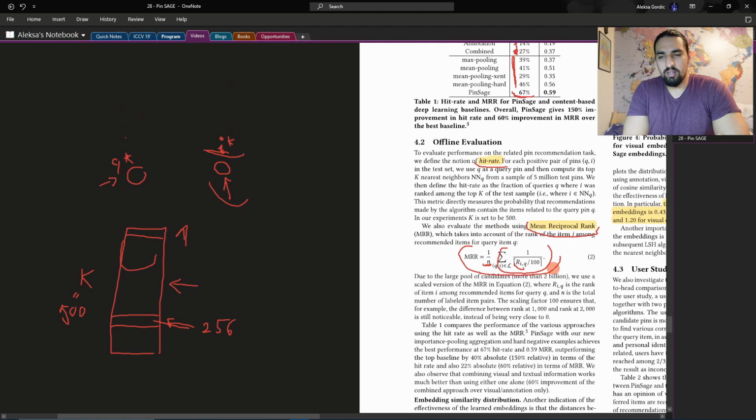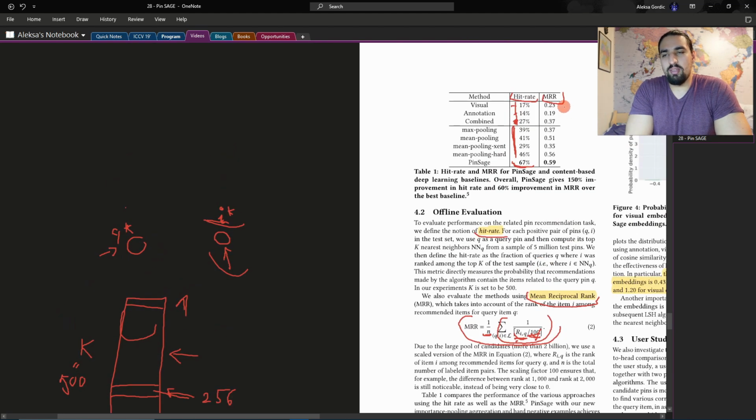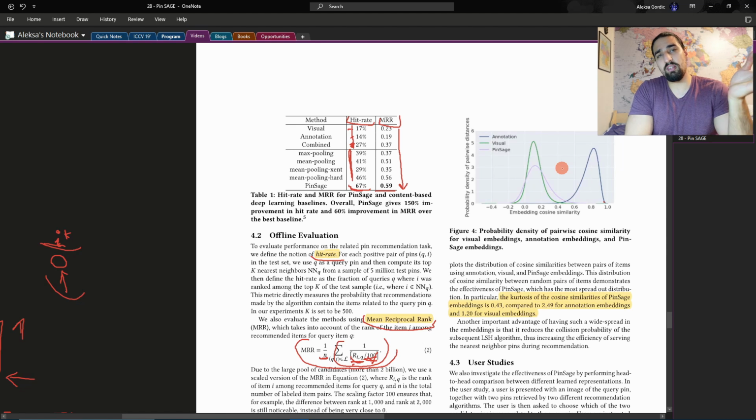The 100 is just hard-coded, an empirically chosen value, so that we can distinguish when the position is 1000 versus 2000, and that should still make a difference. Otherwise, if this wasn't here, the difference between 1 over 1000 and 1 over 2000 is super small, and this makes it bigger. So that's the reason they put 100 here. Looking at the mean reciprocal rank, we can see it greatly improves with PinSage. So those were the offline evaluations. They also did A/B testing and user studies, and I'll get into those in a minute.